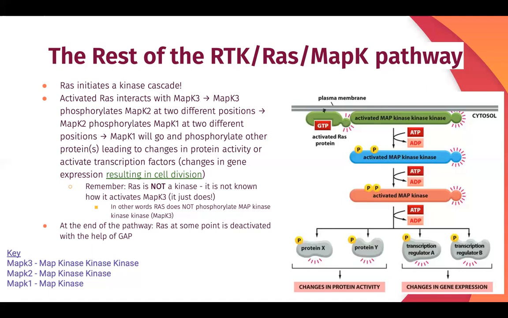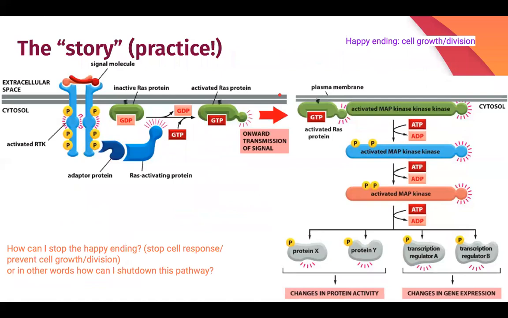Okay, any other questions? Can you see the chat on it? Yeah, I'll keep going. So this is essentially the whole thing together, and you can look at it like a story, and the happy ending is cell growth or cell division. And you already answered the question of how to stop the happy ending: for example, make a RAS that can't bind GTP and stays GDP bound. If we have a RAS that is always inactive, we're never going to activate the rest of the pathway.